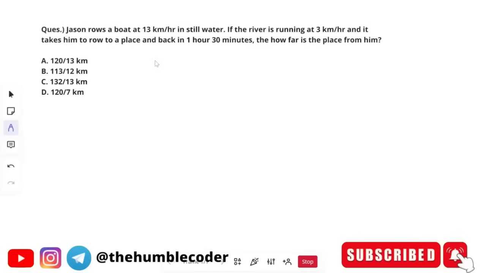First of all, let us note down the data that is given to us. Okay, so initially what is given to us is the speed of Jason in still water. So how much is it given? It is given as 13 km/h, right? If you see in statement number 1, Jason rows a boat at 13 km/h in still water. This was the data given to us.